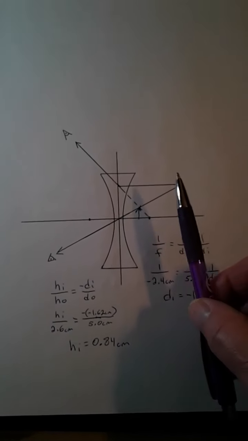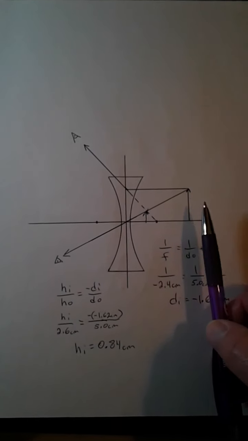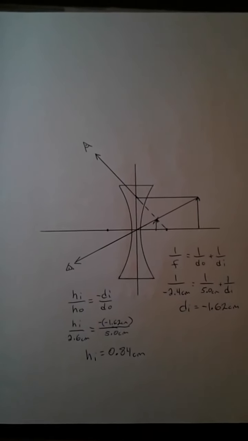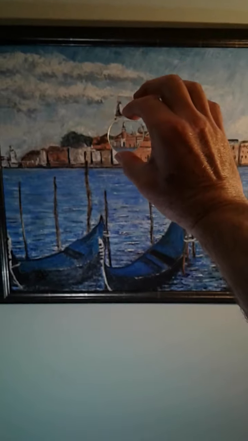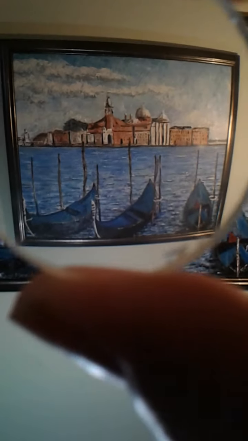Now something interesting here is that no matter where the object is, the image will always be smaller, upright, and virtual. Let's take a look again. I'm bringing that lens far away and up close.